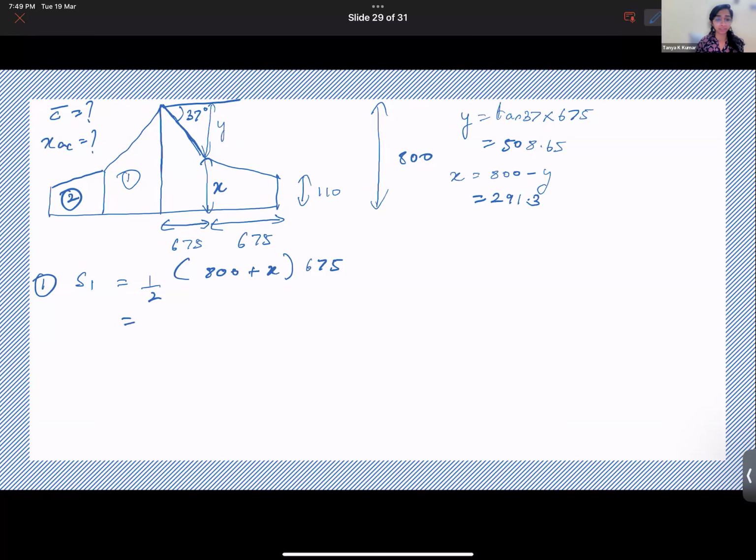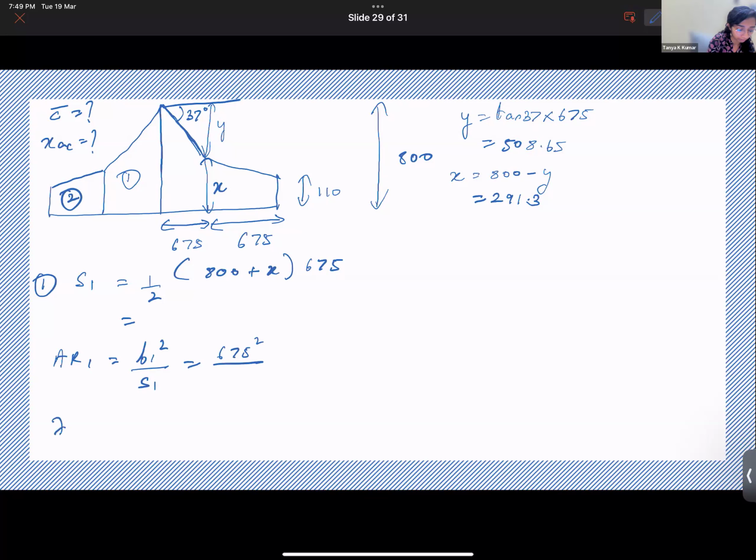Okay, so now just substitute the value here. What is the area that you get? You get a fairly big term. Just calculate that and keep it. Next step is finding the aspect ratio, that is B1 square by S1. And here B1 is 675, right? 675 square by S1, which you would just have calculated.